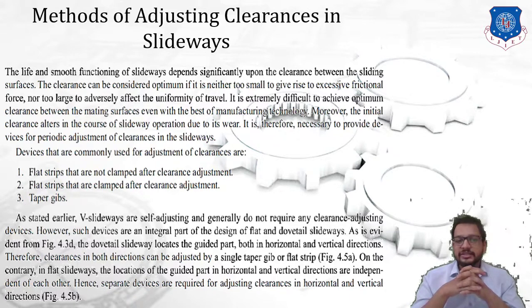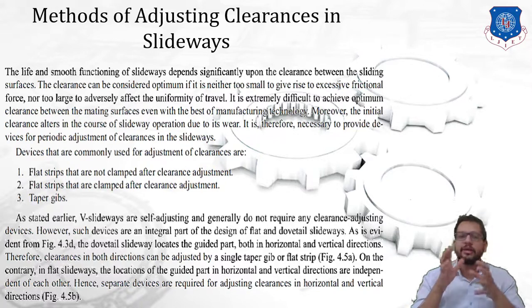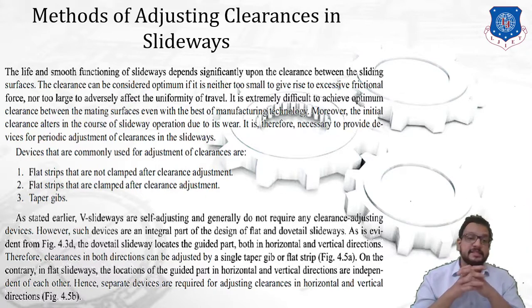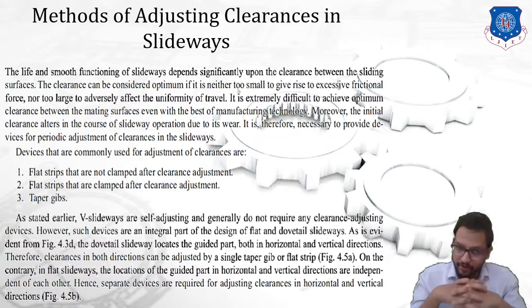So you can see the list is provided. The devices that are commonly used for adjustment of clearance are: first, flat strips that are not clamped after clearance adjustment. Second, flat strips that are clamped after clearance adjustment. And third, taper gibs. So diagrams of all the three cases we are going to see.